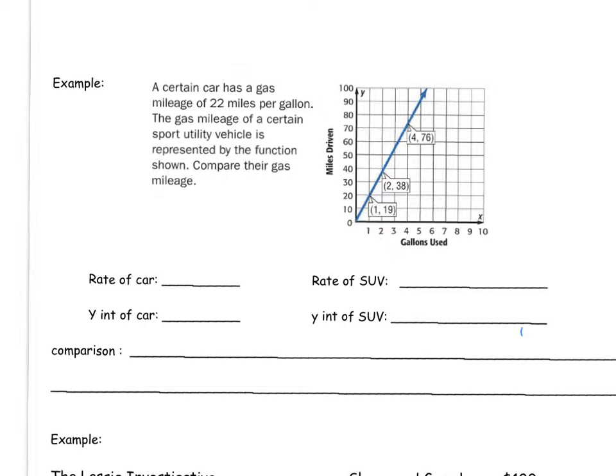Okay, so the rate of the car. A certain car has a gas mileage of 22 miles per gallon. So that's the rate. It's not how fast the car is going, but the rate at which they're using gas: miles per gallon. And the y-intercept, at 0 miles, they're going to be using 0 gallons, or at 0 gallons, they're going to be going 0 miles.